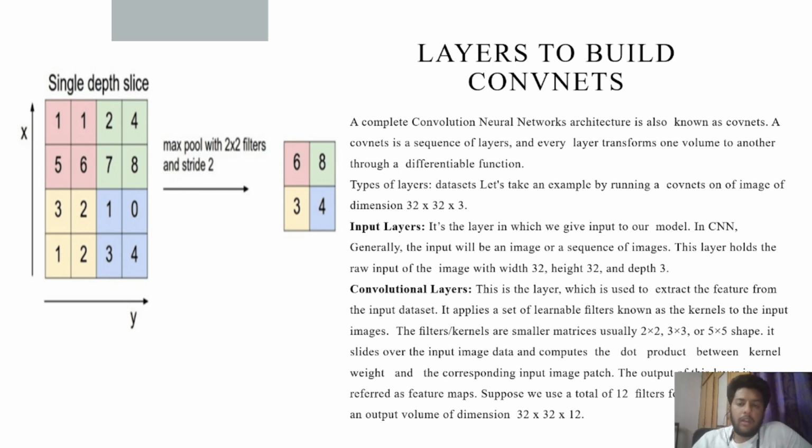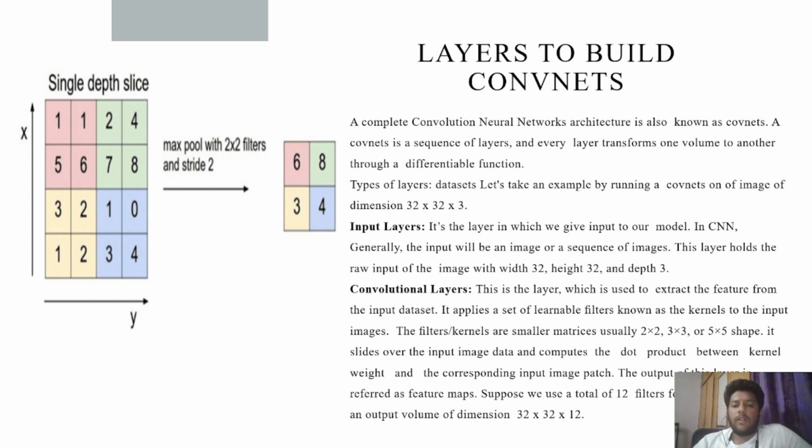So then we see layers to build ConvNets. As we know, a complete convolutional neural network architecture is also known as a ConvNet. A ConvNet is a sequence of layers, and every layer transforms one volume to another through a differentiable function. And then we have types of layers. Let us take an example by running ConvNets on an image of dimension 32 x 32 x 3.